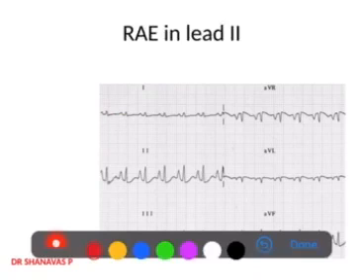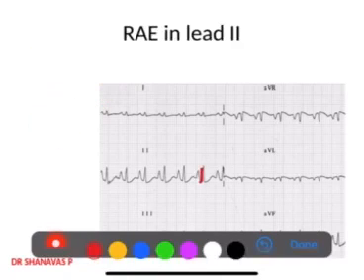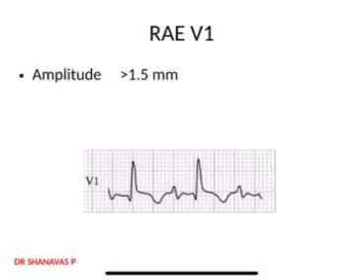Here in this ECG, you can see that the P wave amplitude is nearly 4 small boxes. One small box is 1 millimeter, so 4 boxes mean 4 millimeter. That is more than 2.5 millimeter, so there is right atrial enlargement. Clear? Okay, next we will go to lead V1.